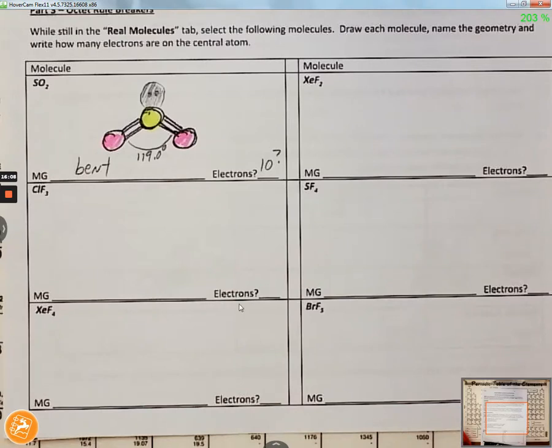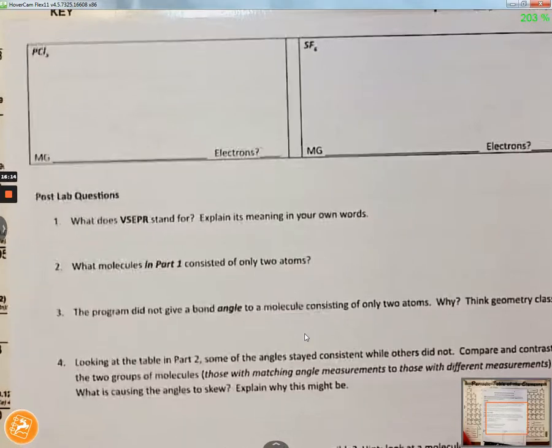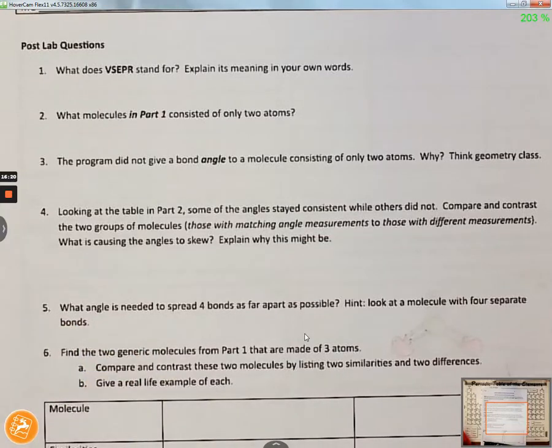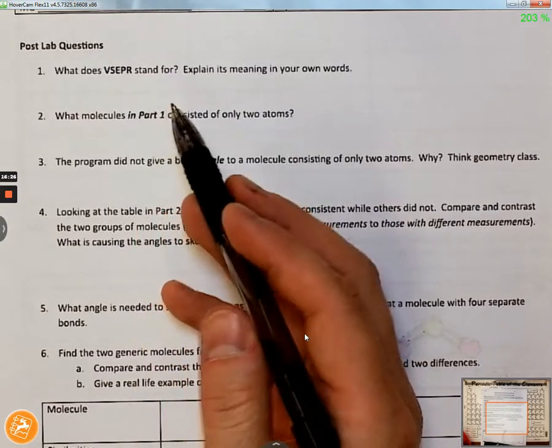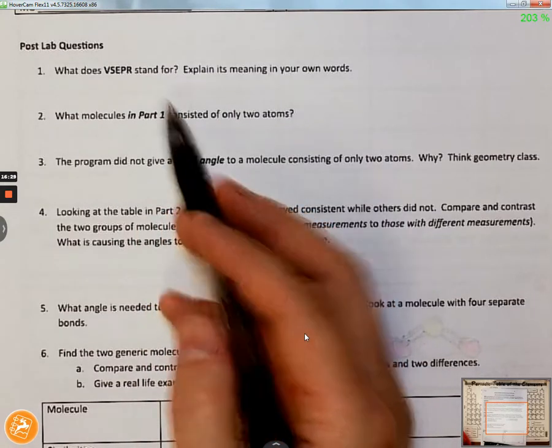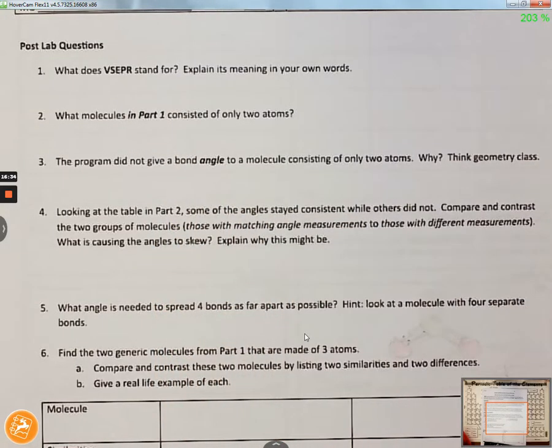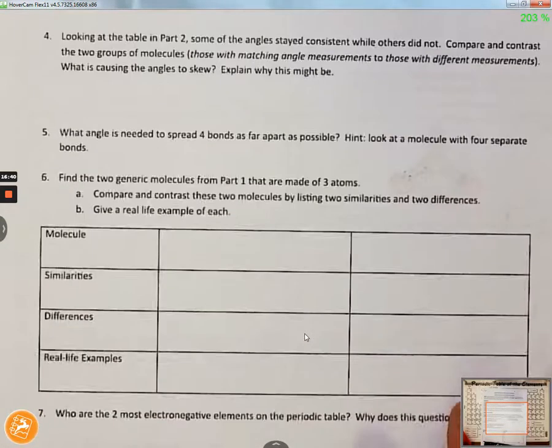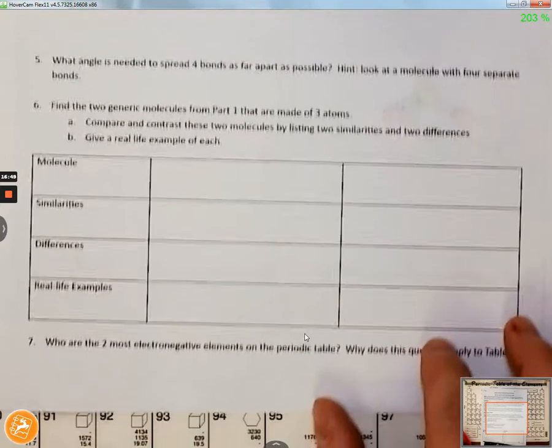So you're going to do the same for the other molecules here. Over on page 4, there's a couple more. And then we get into some post-lab questions. So it asks, what does VSEPR stand for? If you go back and look at the notes or watch the video that I recorded a few days ago, or actually just yesterday, the notes talk about that. I'm not going to really get too deep into these questions. I think between what you find in the notes and what you are able to play around with and discover in the model, you should be able to answer most of the rest of these.